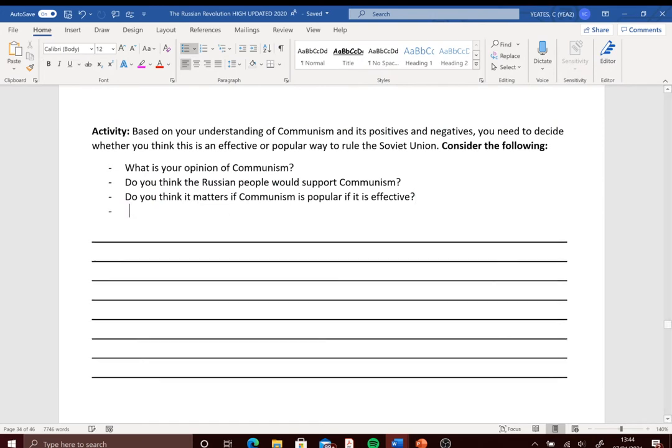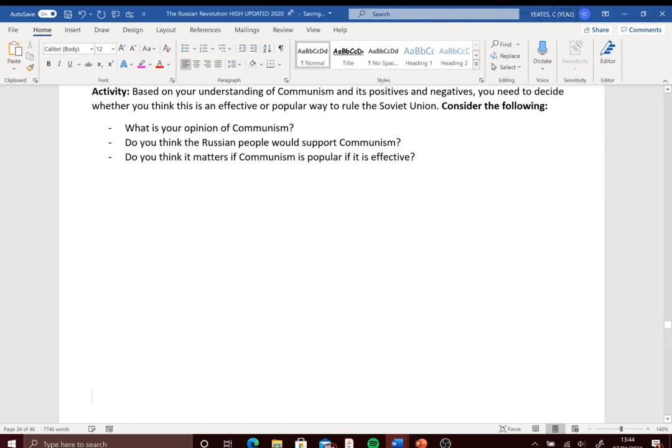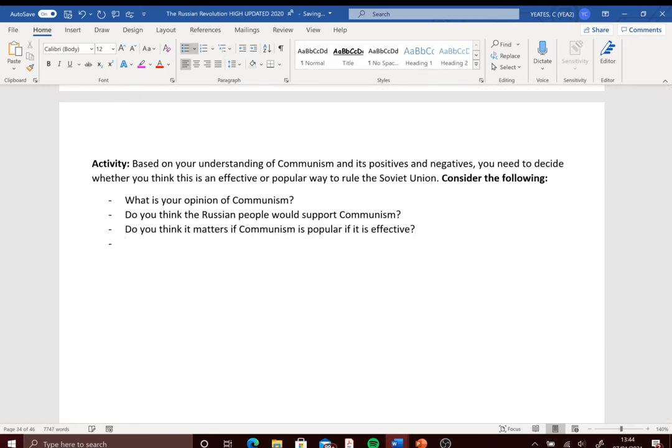So, I am going to hit enter again so that these lines go down, and I'm going to start to answer my question. So first of all, let's think about what I'm asked to do here. Opinion: do I think Russian people will support it? Does it matter if people support it? I would recommend following the structure of although, nevertheless. And I'm going to show you how that looks. I don't want you to copy my answer down here. This is just to show you how I might do this.